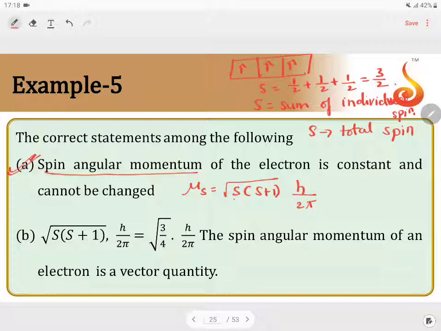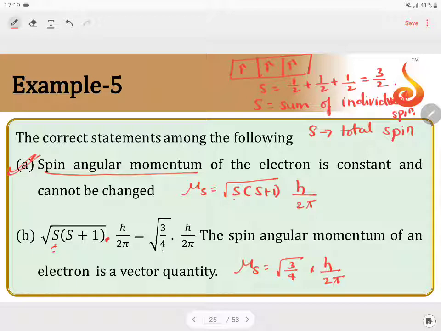Then the second formula is root of s into s plus 1, there is no dot here, into h by 2 pi, equal to root of 3 by 4 into h by 2 pi. That means if s is equal to some value, you can get this spin angular momentum as root of 3 by 4 into h divided by 2 pi.